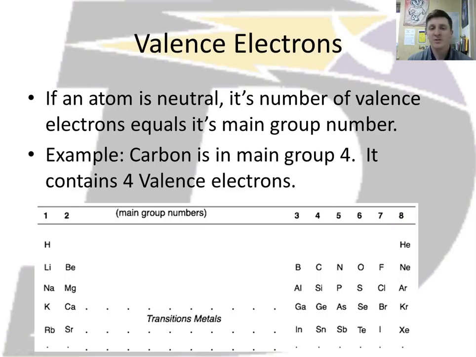If an atom is neutral, its number of valence electrons equals the main group number. So for example, carbon is main group number 4. Carbon's right here on the diagram. Its main group is number 4. It's going to have 4 valence electrons. So we talked a little bit about properties of the periodic table and how they're arranged in periods and rows and columns and whatnot. Well, this is one of the ways it's organized, that, all right, any element in main group 4 is going to have 4 valence or outermost electrons involved in chemistry.